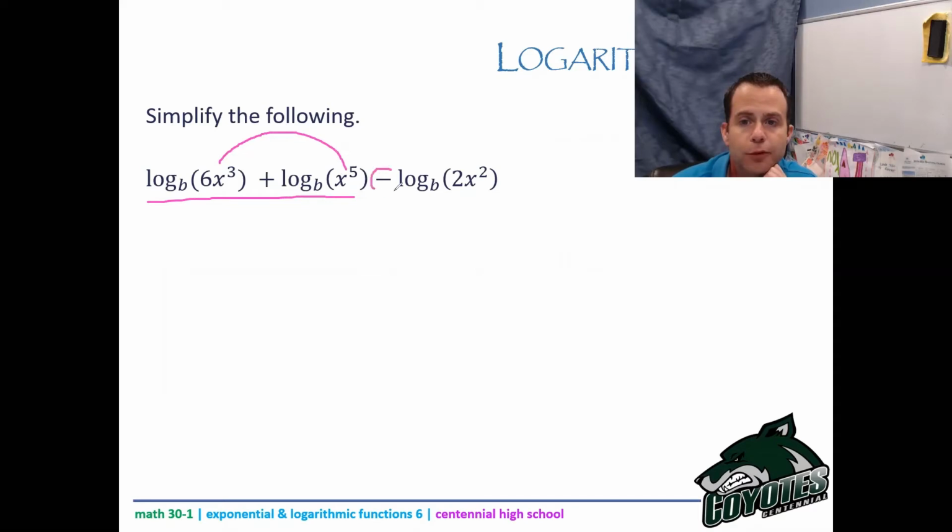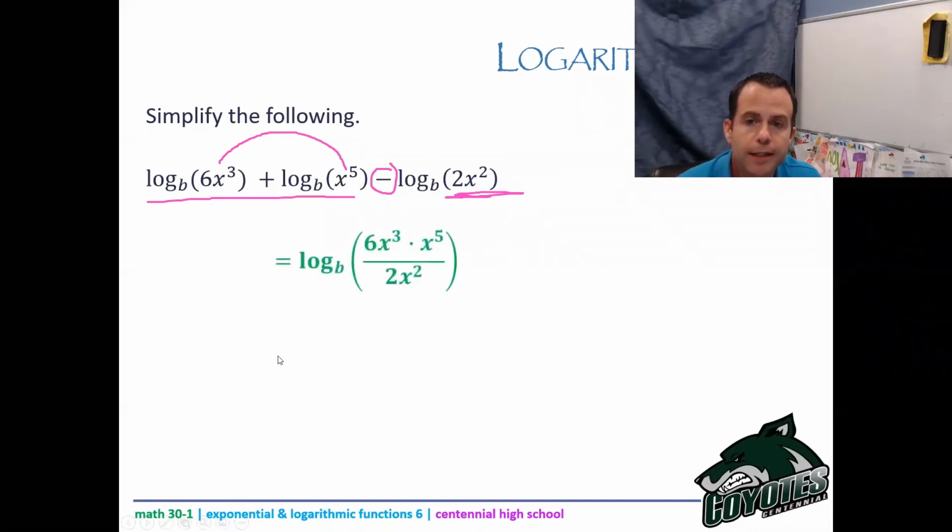Then I subtract this guy, which means this guy has to be divided. Essentially, when you're trying to write these as single logarithms, anything that gets added ends up on the top of the fraction, and anything that gets subtracted ends up being on the bottom of the single logarithmic fraction. So when I write it as a single logarithm, I've got the 6x cubed times x to the 5, and then it'll be divided by the 2x squared.